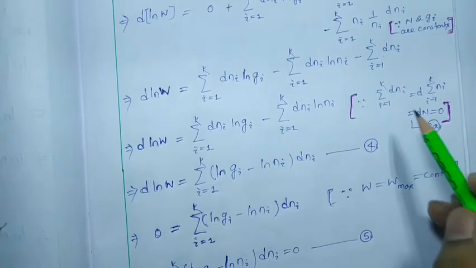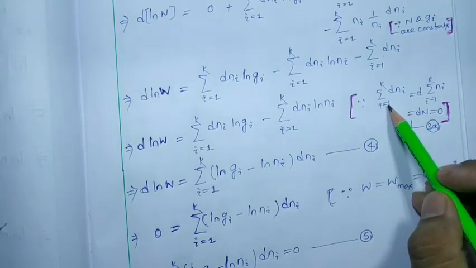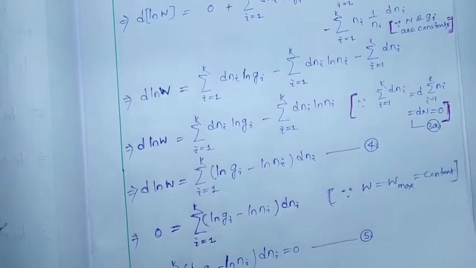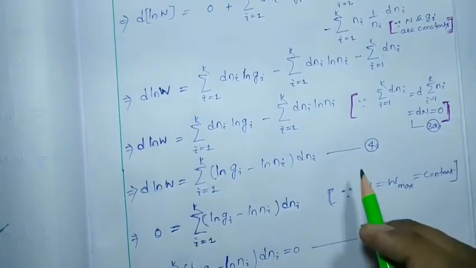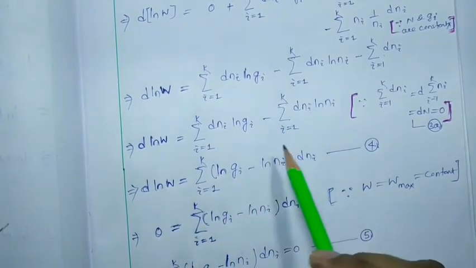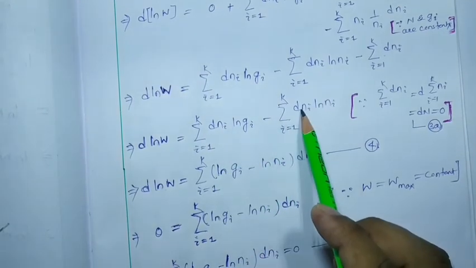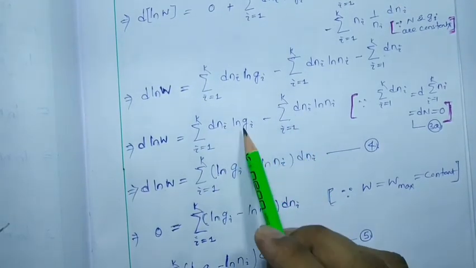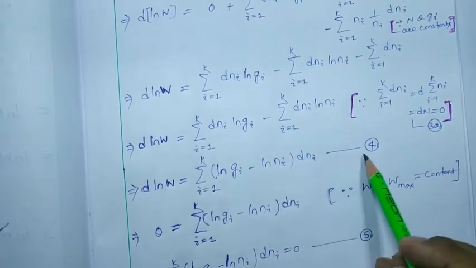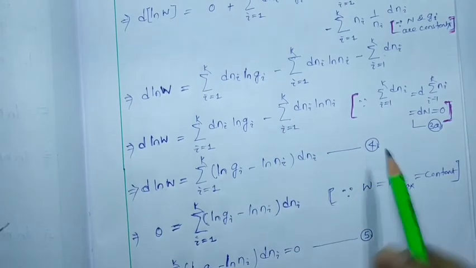The equation summation over i equal to 1 to k dni, let that be your equation number 3a, which will be required on our next page. You just wait. So d ln w will be equal to, here you can see dni can be taken outside, so it will be summation of ln gi minus ln ni dni. Let that be your equation number 4.